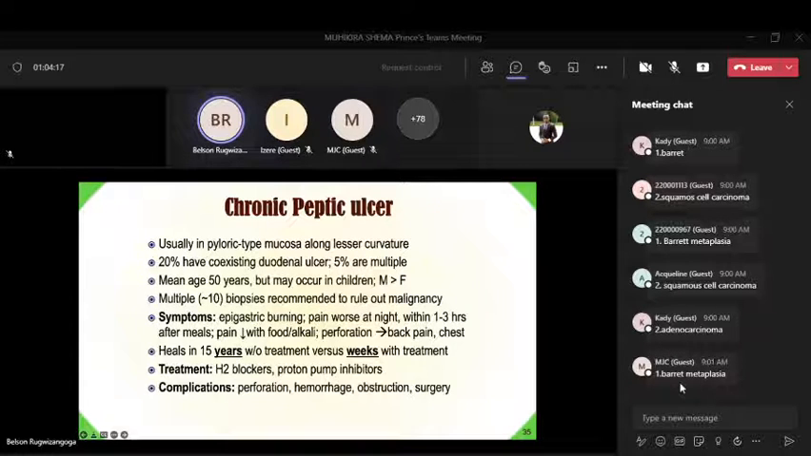So for the treatment, they use H2 blockers. This is histamine type 2 receptor blockers. And when you do this, you block the production of the acid. And also there are proton pump inhibitors. It means these are substances which will inhibit the pump of the protons.